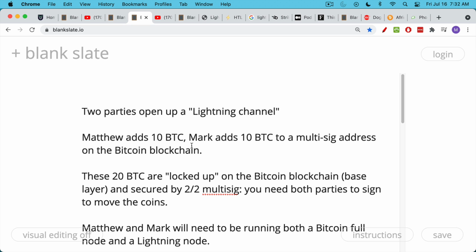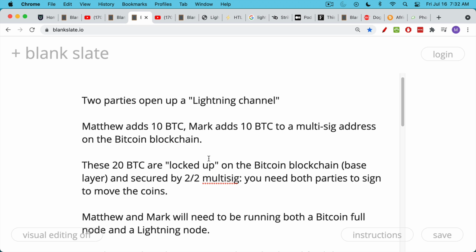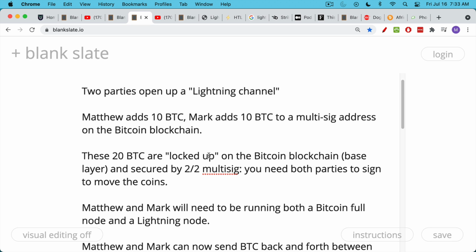Basically, this is how it works. Two parties open up what's called a Lightning channel. And this is basically secured by a multi-sig address on the Bitcoin blockchain. So let's say Matthew adds 10 Bitcoin to this address on the blockchain, and Mark adds 10 Bitcoin. They're now 20 Bitcoin locked up on the blockchain, on the base layer, secured by 2 out of 2 multi-sig. What this means is that both parties, both Matthew and Mark, need to sign in order to move the coins.